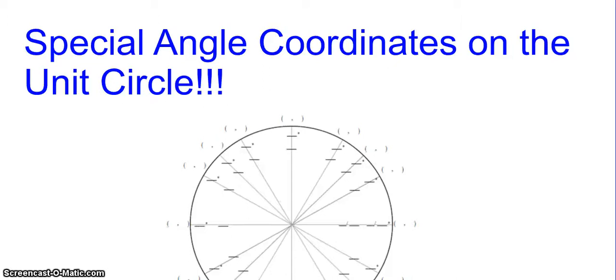Alright, so now we're going to look at the special angle coordinates on the unit circle. So we know and love the degrees and radians all around the unit circle for these special angles. Well, what are the locations of the coordinates on the actual circle? That's what we're going to look at. So we're looking at points, x, y values.